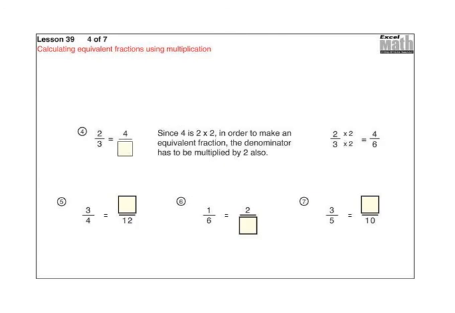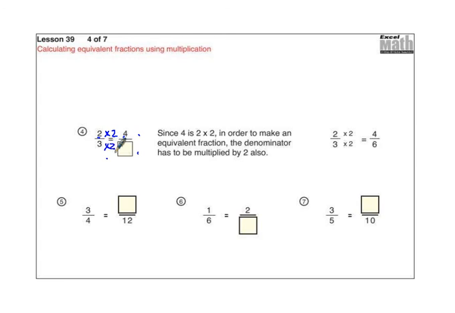Here are some problems with some missing numbers. 2/3 is equal to 4 what? Well, to go from 2 to 4, I ask myself, what am I multiplying or dividing to go from 2 to 4? I'm multiplying by 2. 2 times 2 is 4.